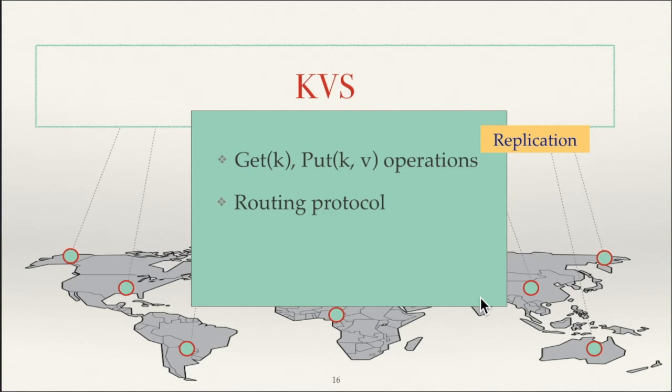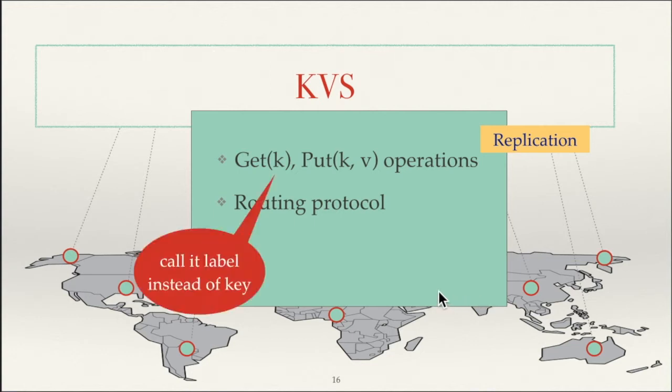And now for the rest of my talk, instead of calling these things keys and values, I will call them labels and values. The reason is that in cryptography, key is reserved for cryptographic keys, so I do not want to create any confusion. So I'll be calling them labels, so label-value pairs.